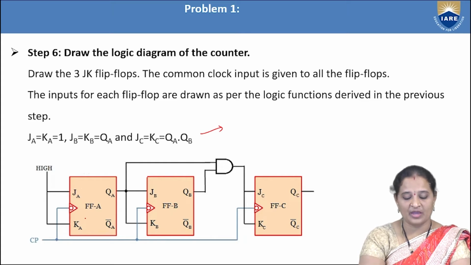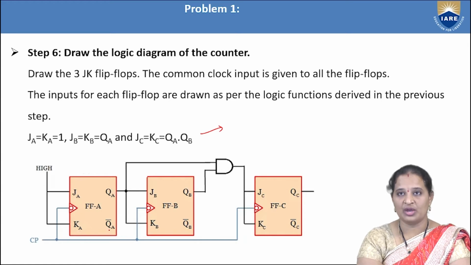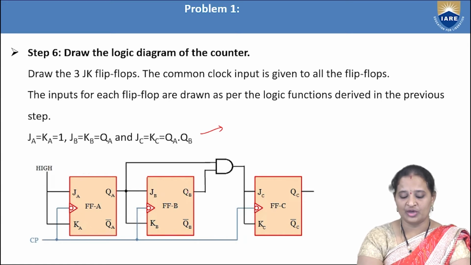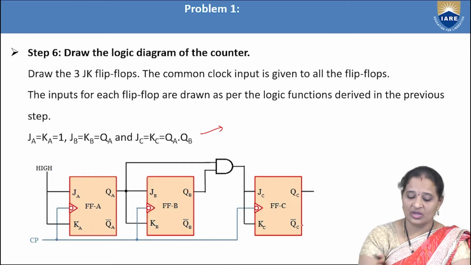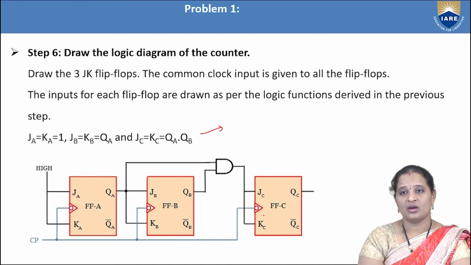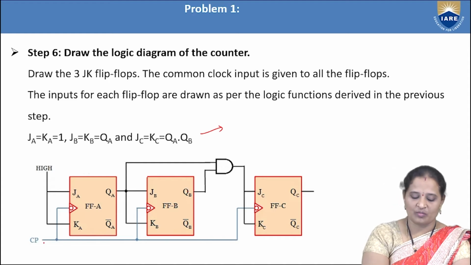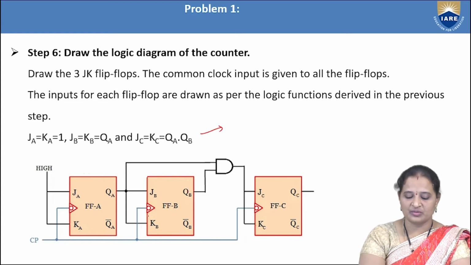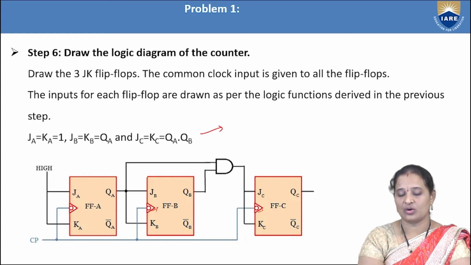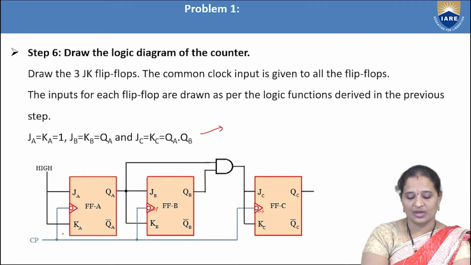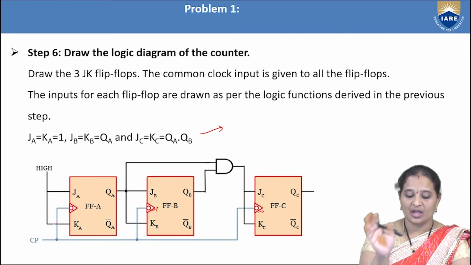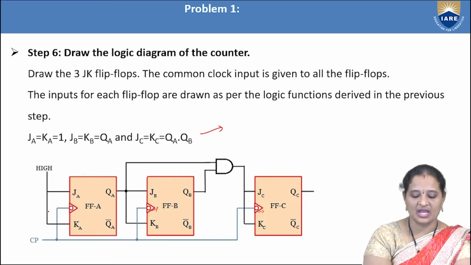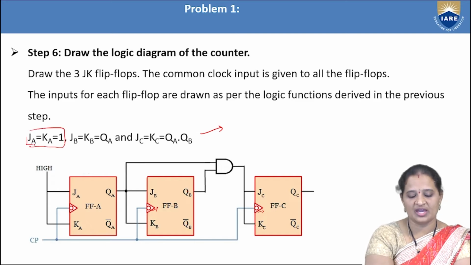The inputs to flip-flop A are JA, KA, and the outputs are QA, QA complement. JB, KB are the inputs and QB, QB complement the outputs of flip-flop B. Similarly JC, KC, QC, QC complement. Now all the 3 flip-flops are applied with the same clock pulse. I have considered negative edge triggered flip-flops here, so I have used a negative edge triggered clock. This is the clock pulse applied in common to all the 3 flip-flops. Now let us consider JA, KA. According to the equation, JA, KA is equal to 1.